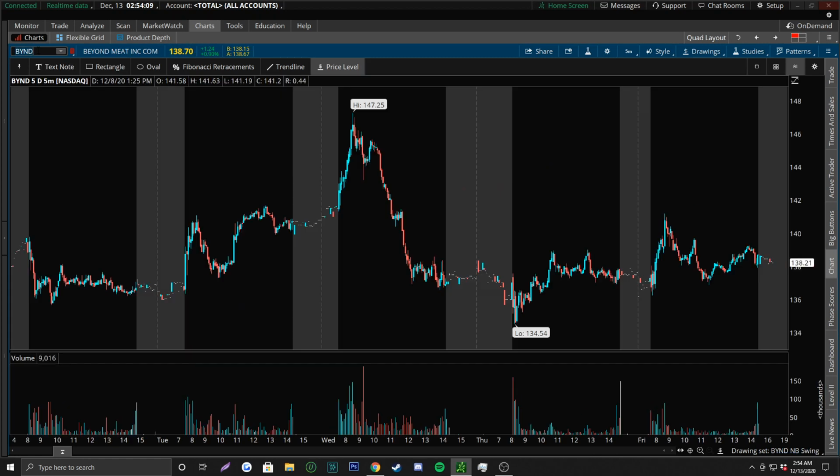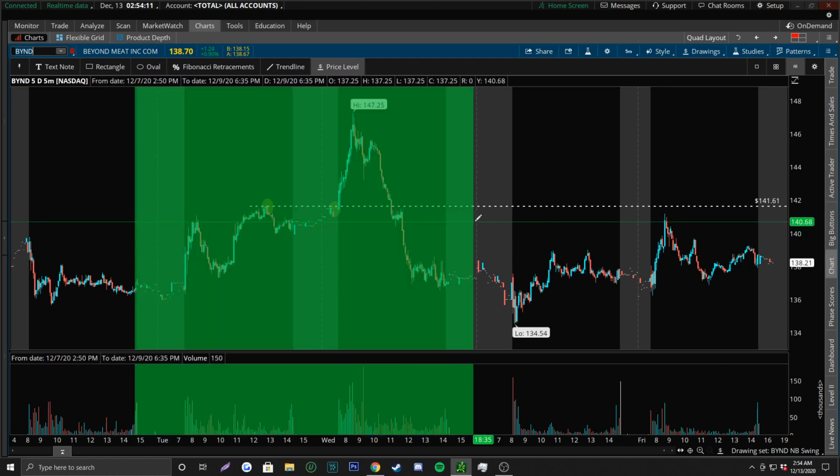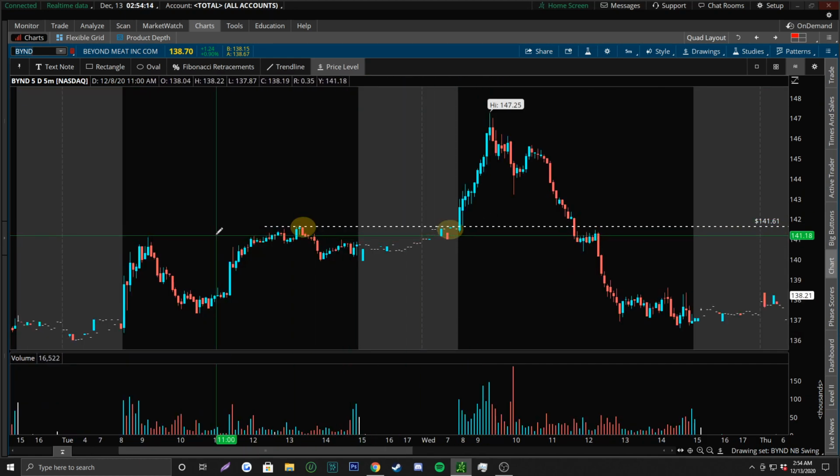Another good example is here on Beyond. Good importance play here. So what makes this level so important? Well, you have the high of the day, and you have the high of the pre-market. So that kind of gives you a double top, kind of like John's double top breakout on Tesla from last week. That was a very big breakout. It's very one directional, and we have that again here on Beyond.